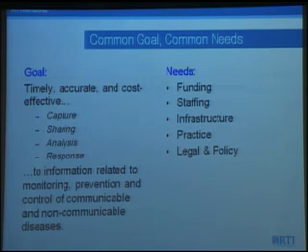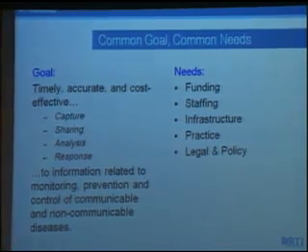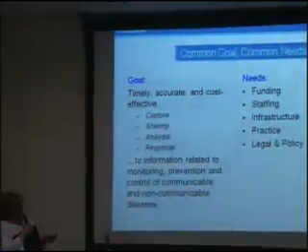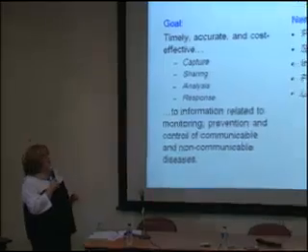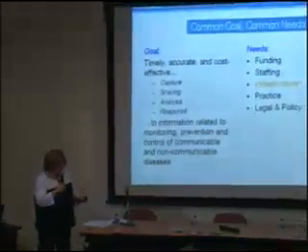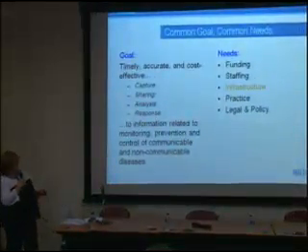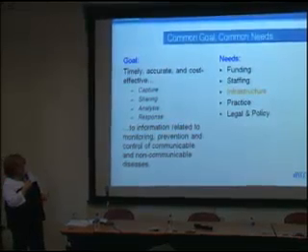But one thing all these organizations share is really a common goal, and that is if they have timely, accurate, and cost-effective information, that is, if we can capture, share, analyze, and respond to it, then they're better able to do their jobs. But their needs are funding, staffing, infrastructure, practice, and then the legal and policy wraparounds. I'm going to talk a little bit about infrastructure first, and then I'm going to talk a little bit later about practice.